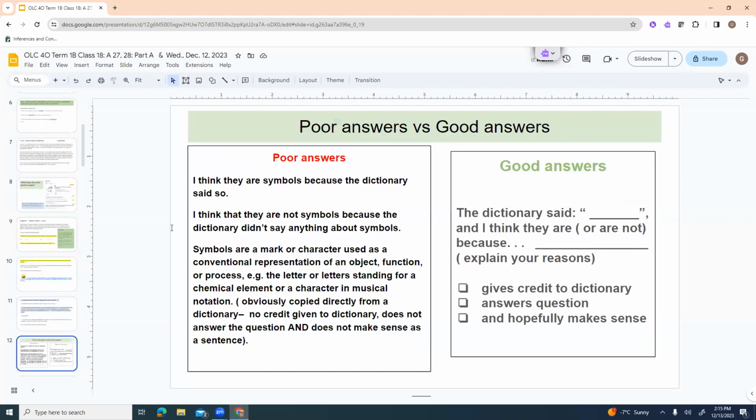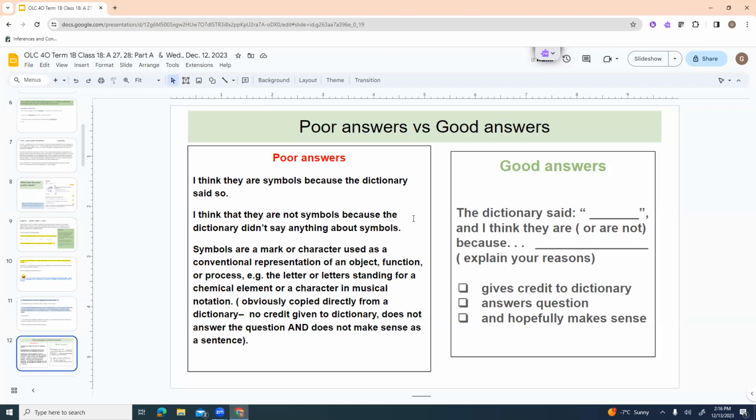Okay, so here are some poor answers and here are some good answers. Poor answers. I think they're symbols because the dictionary said so. Nope, I won't take that. You have to explain why you think so. I think they are not symbols because the dictionary didn't say anything about symbols. Nope, I want to know what you think, not just what the dictionary thinks.